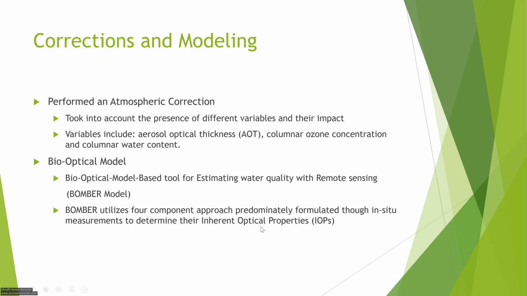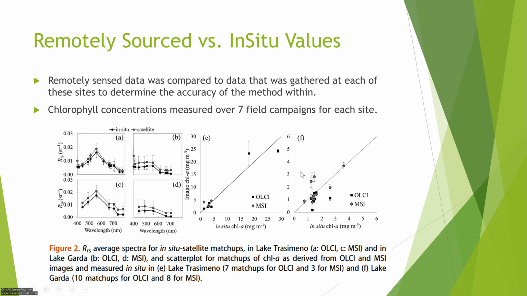And basically it looks at the inherent optical properties that you gather from in situ measurements to get the spectral slope through absorption in laboratory measurements. Basically they compared the in situ measurements with the remotely sourced data and found little variations between the two. They follow pretty much the same pattern throughout, although there is an overestimation from actual in situ measurements with respect to chlorophyll concentrations.